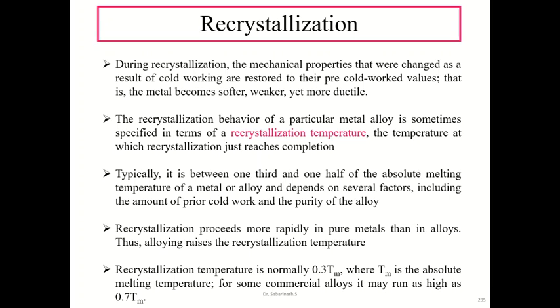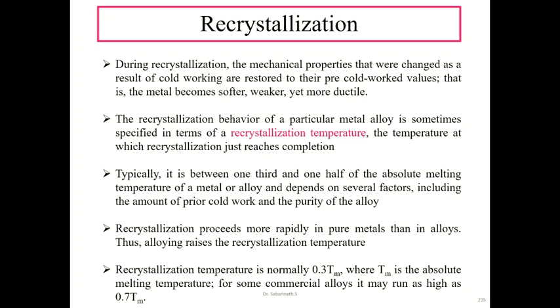So the recrystallization behavior of a particular metal alloy is sometimes specified in terms of a recrystallization temperature, the temperature at which the recrystallization just reaches completion. So the behavior of the materials is specified by its recrystallization temperature. Typically it is between 1/3 and 1/2 of the absolute melting temperature of a metal or alloy and depends on several factors including the amount of prior cold work and the purity of the alloy.